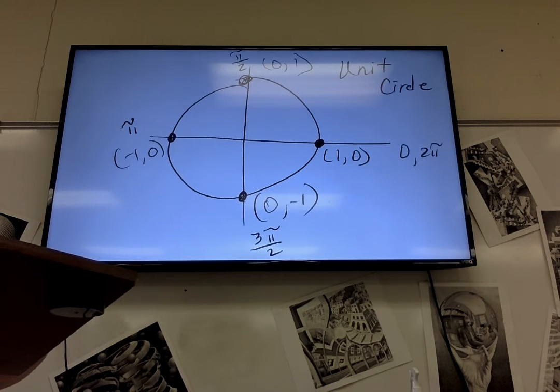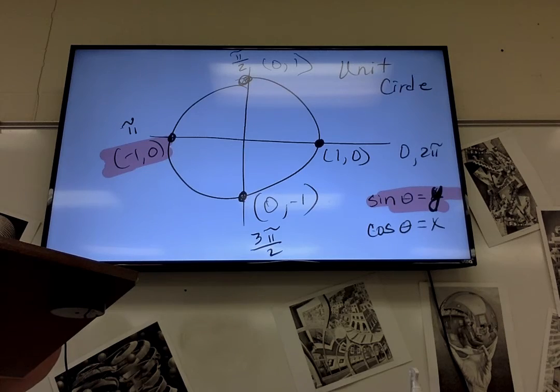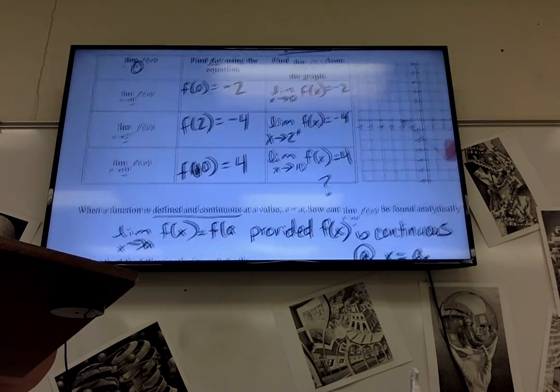The x-coordinate on a unit circle is the sine. No, I got that backwards. The y-coordinate is the sine, sorry, and the x-coordinate is the cosine, just on a unit circle. So we had the sine of pi. That's over here. Sine is the y-coordinate, so it is 0, which is what you told me.